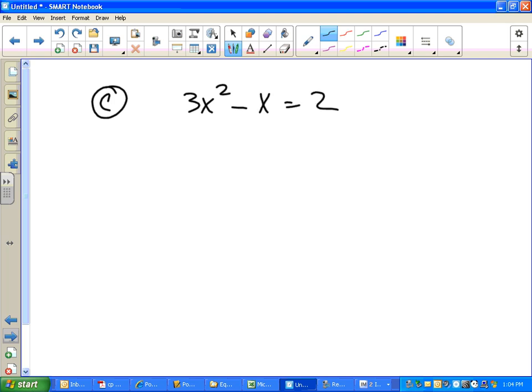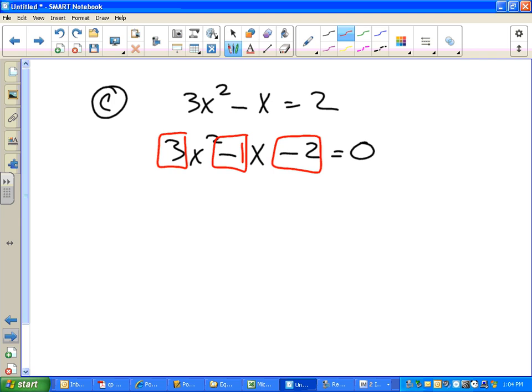All right, 3x squared minus x equals 2. Yeah, I don't know why they put a plus in there. I think it was going to be a negative, and then we typed a plus. But all right, so let's identify our A, B, and C coefficients. Here's A. There's B. There's C.